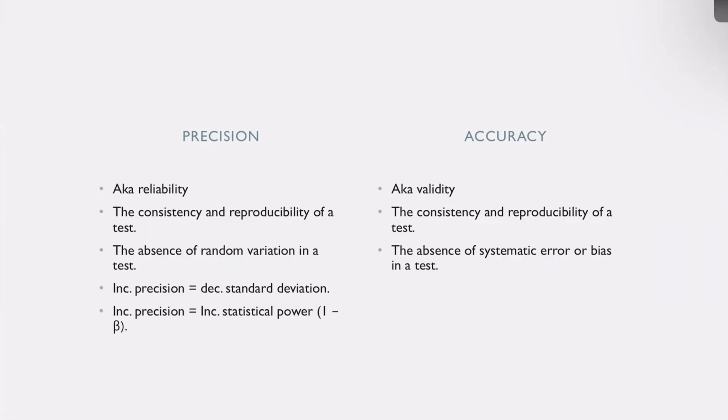Okay, so you have to remember that whenever there is increased precision, there is decreased standard deviation. So you have to remember that absence of random variation means that standard deviation will become smaller. Okay, and as random variation is decreasing, standard deviation is decreasing, statistical power is also increasing, as these go in the opposite directions. So if precision is increasing, standard deviation will decrease, but statistical power will increase.